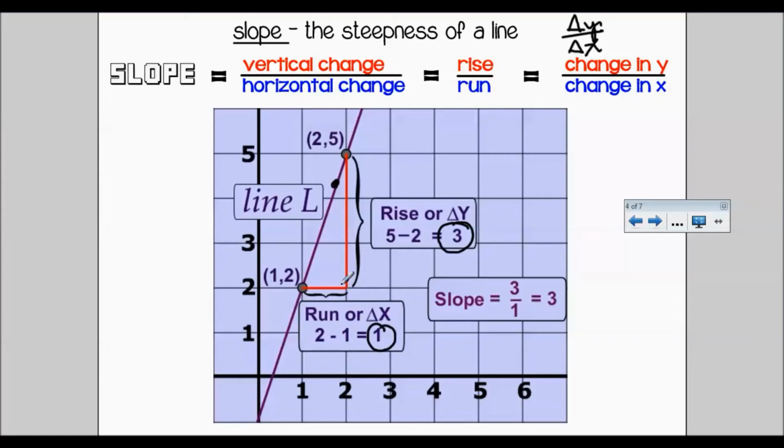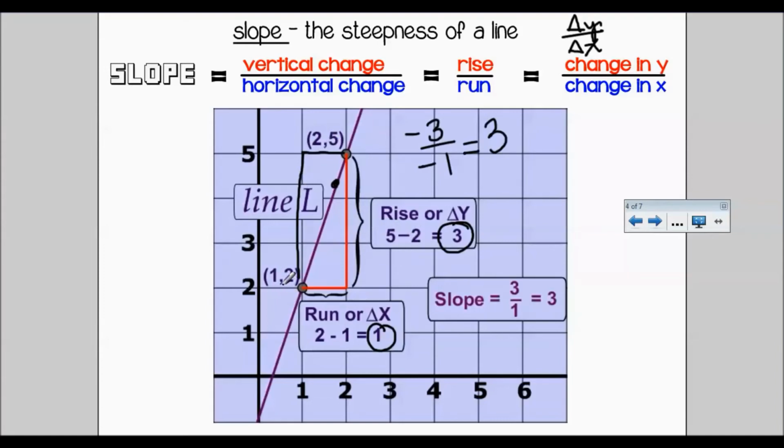Now these are both positives because I'm going up 3 and I'm going to the right 1. Up is positive and right is positive. Even if I had decided to start with (2, 5), I would be going left 1 and going down 3. So that would be -3 over -1, which still equals +3. So it doesn't matter which coordinate you start with. They actually subtracted the coordinates.